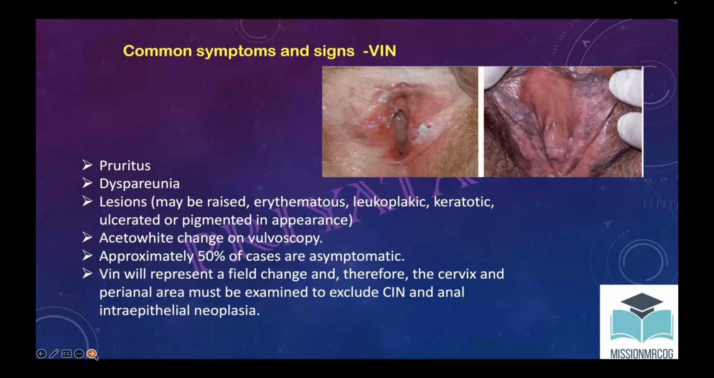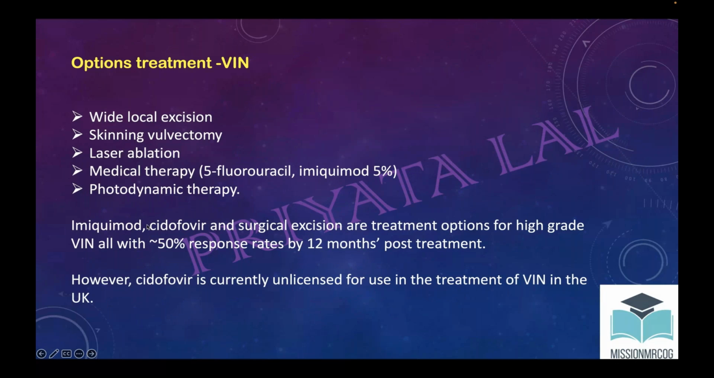Now, options for treatment for VIN: it could be wide local excision, skinning vulvectomy, laser ablation, and medical therapy with 5-fluorouracil and imiquimod 5%, or photodynamic therapy. So with imiquimod, cidofovir, and surgical excision for high-grade VIN, there is a 50% response rate by 12 months post-treatment. But cidofovir is not licensed in the UK at this stage for VIN treatment. So that's all about the VIN.